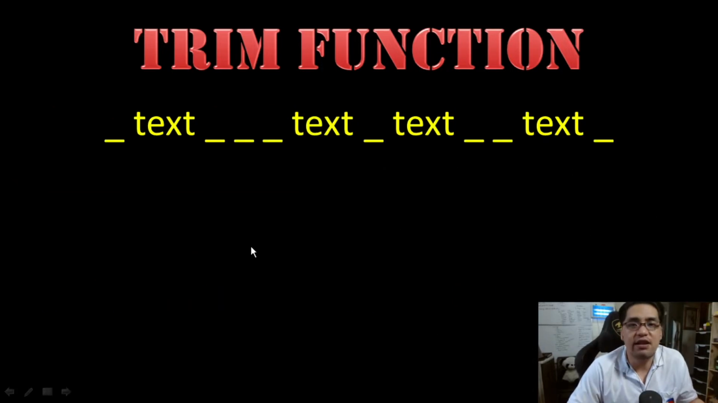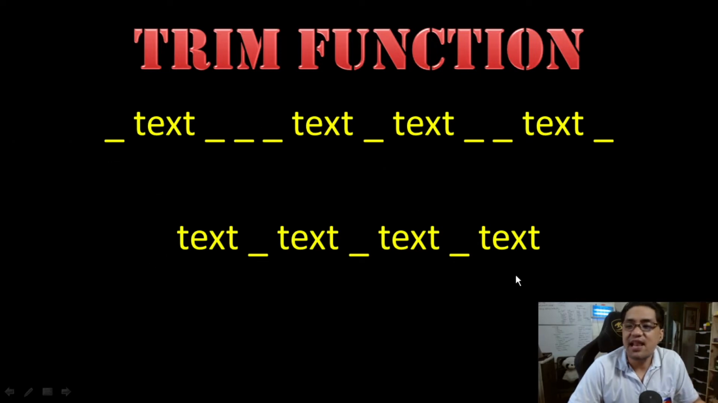What we have here on the screen right now is an illustration of the kind of text data that the trim function can definitely help with. You have here text data, and these underscores represent instances wherein the space bar was actually pressed. So you have one space in the beginning, and then you have three spaces in the middle of text, and then one space over here, two spaces over here, and then one space at the end of text. Now if we look at the screen, the second line represents what happens to the first line after the trim function has been administered.